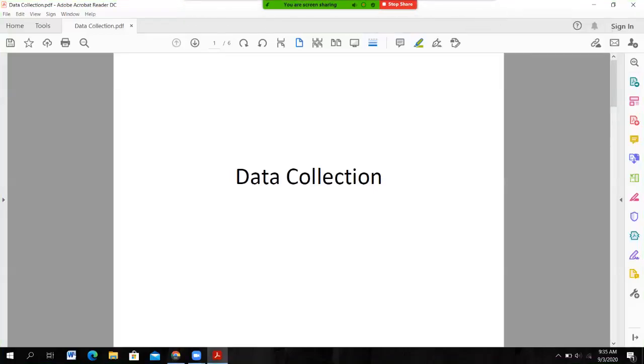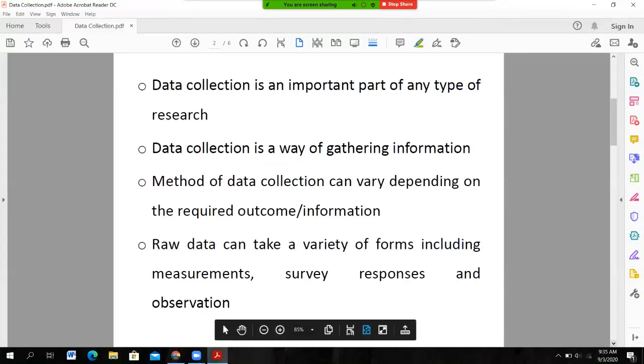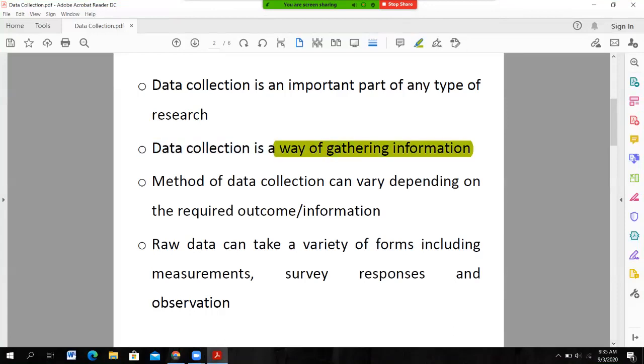So today we will discuss data collection. Data collection is a way, method, or technique of gathering information. Data collection means the techniques through which information is collected. So data collection is an important part of any type of research study.